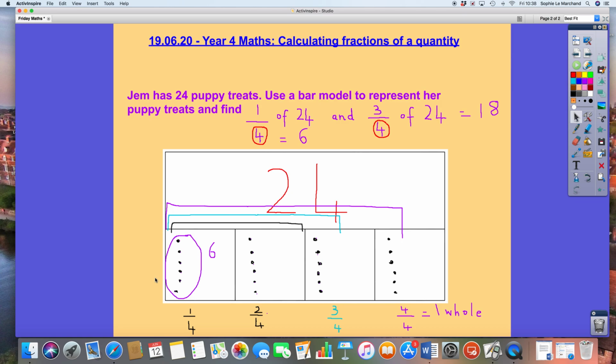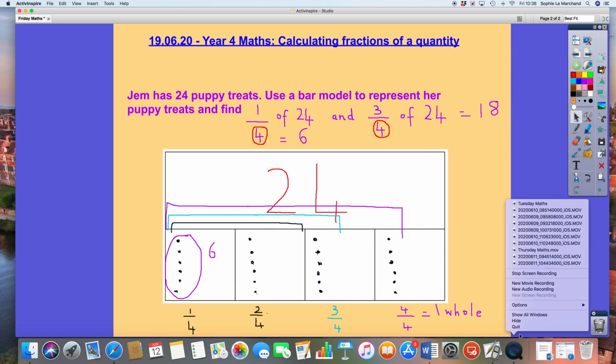You could also use some kind of counters, some object from home, to share whatever fraction you're being asked to find to help you. Good luck, and I'm looking forward to seeing how you get on.